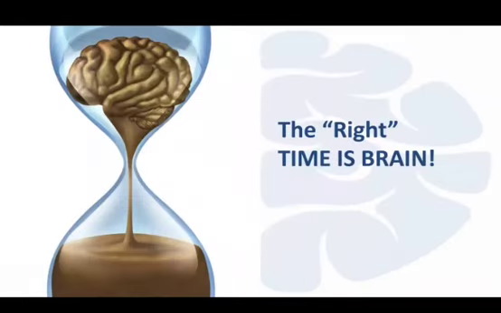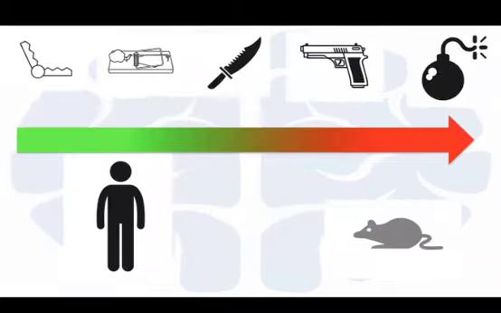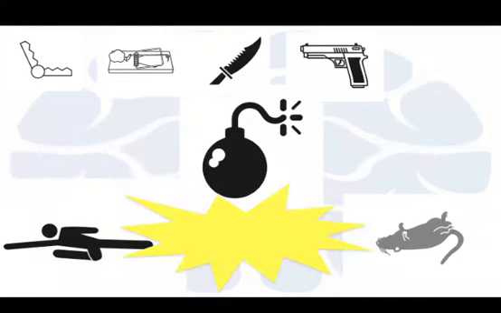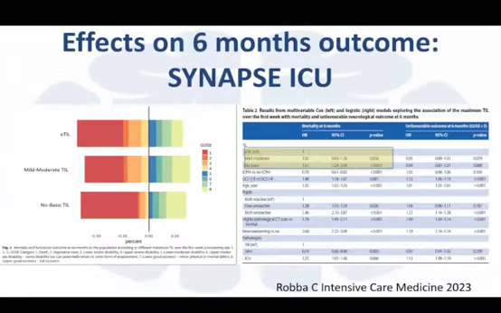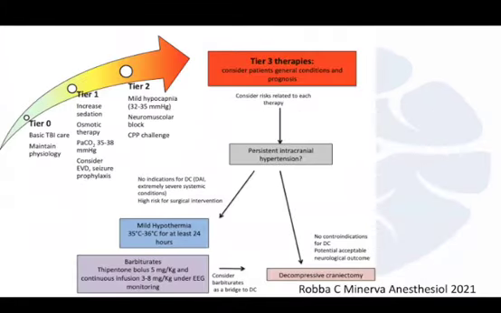So the concept is that you have to use the right therapy at the right time, in the right moment. If you use a strong weapon, if you use a bomb to kill a mouse, you will kill the mouse, but you will also hurt yourself. This is basically the concept of tier 3 therapies. But when used at the right time, as we demonstrated in this sub-analysis of a SYNAPSE-ICU study, the effect on outcome can be good.